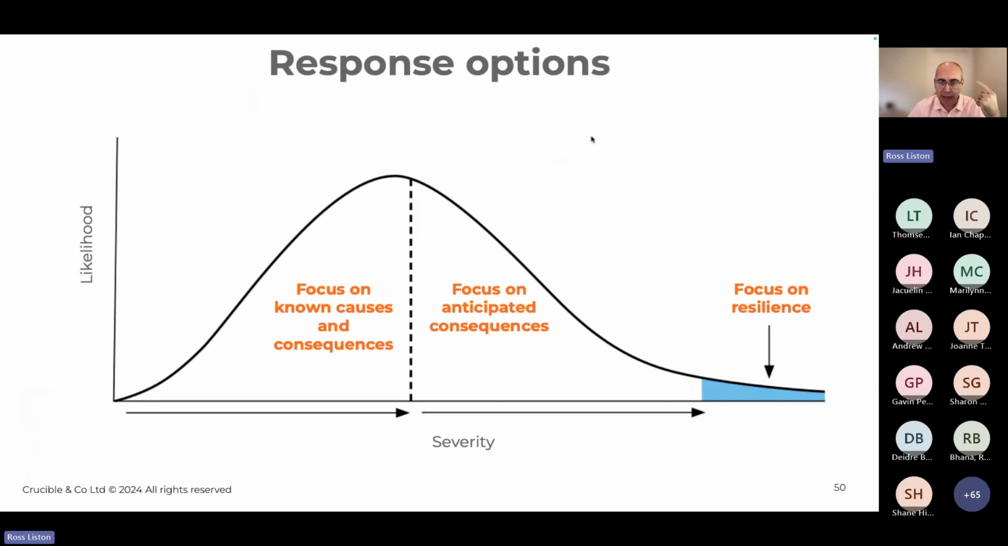So taking that diagram that I had earlier, we're now saying when we are dealing with the known, we would be focusing on known causes and consequences. As we have greater severity and more uncertainty, we're moving into the area of, well, we have some idea of the anticipated consequences, and then we need to be focusing on resilience, because we don't actually know how these things are going to play out, but let us put the measures in place that allow us to be resilient to these changes.